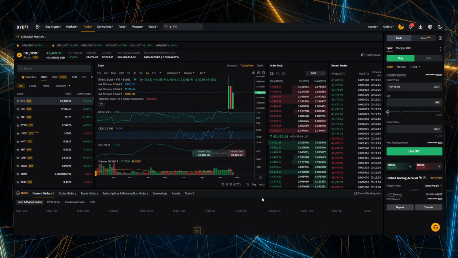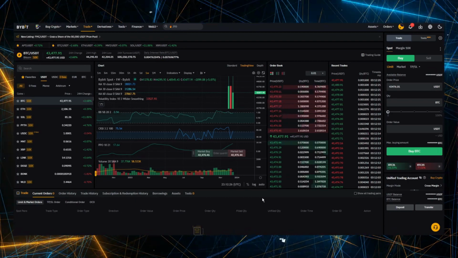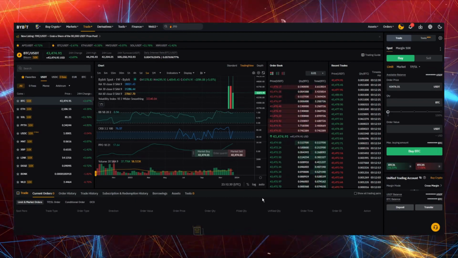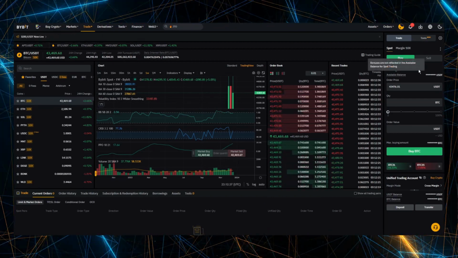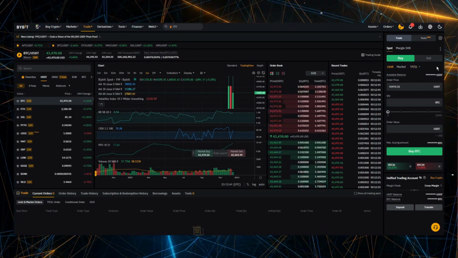What do we need to do to buy cryptocurrency? Let's say we have USDT. We want to buy 1 Bitcoin. There are 3 ways to buy Bitcoin. Not 3 ways, but 3 types of orders. The first order is a limit order. Here they are by default. Here we have limit, market, and take profit stop loss.